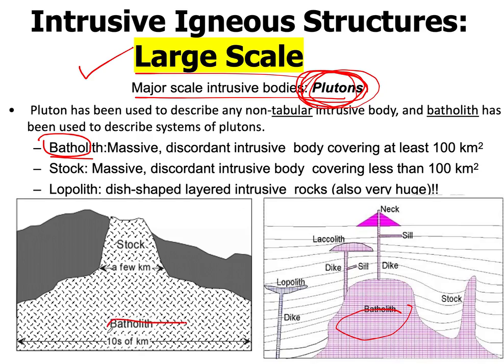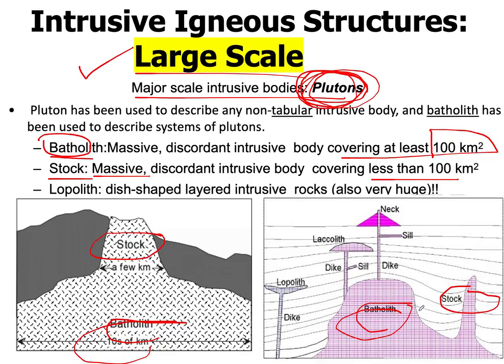You can see this is covering at least 100 square kilometers. You can imagine 100 square kilometers of magma at high temperature and pressure present there, right? Then a stock is a smaller version of a batholith. It's still massive because it is large scale, but it covers less than 100 square kilometers. This is the batholith, then this is a stock.